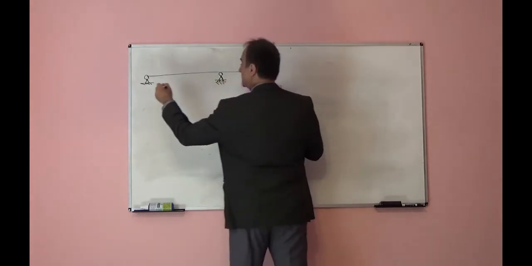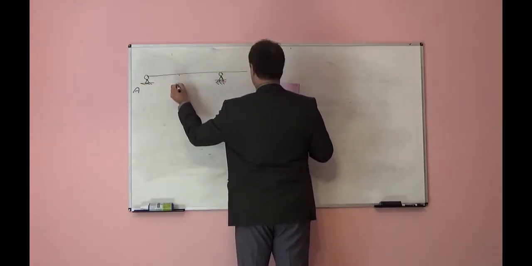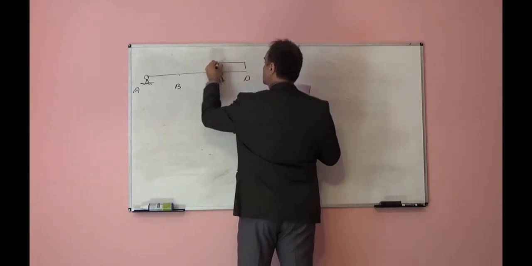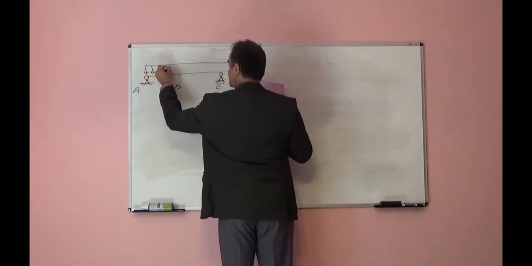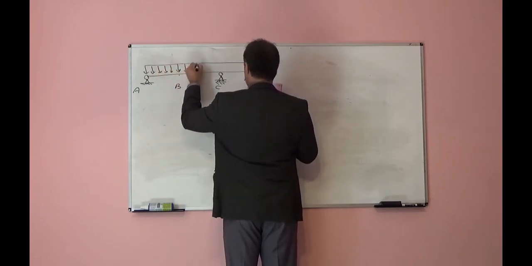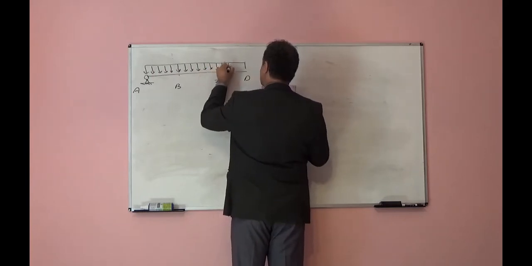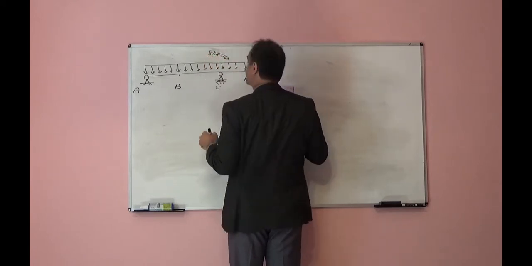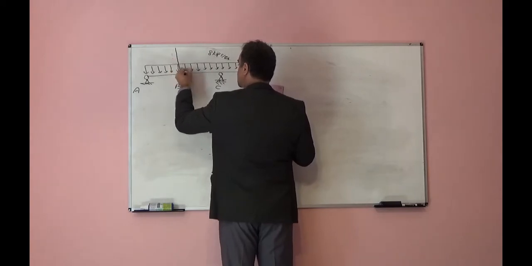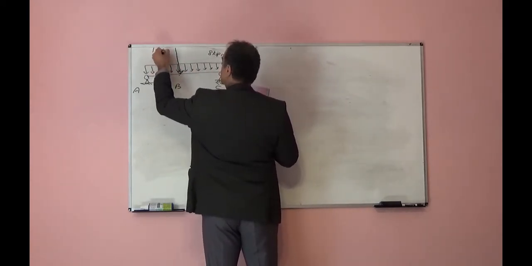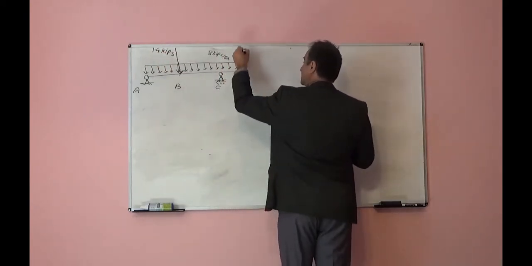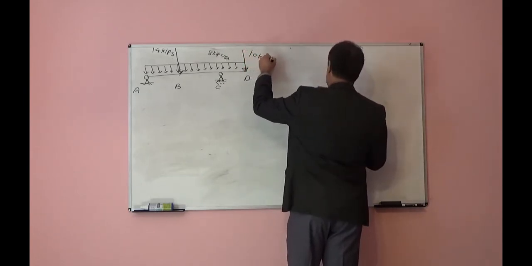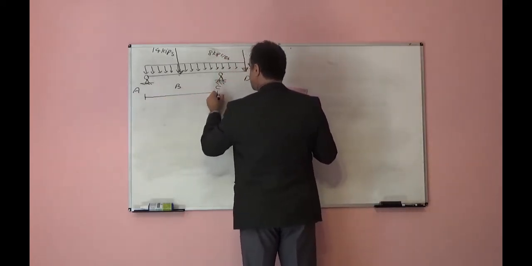We have this beam, point A, for example, here let's put B, C, D. This beam is subjected to a uniform distributed load. Uniform distributed load intensity, it is 8 kips per feet. We have one concentrated load here. It is 14 kips, and we have another concentrated load here. It is 10 kips.